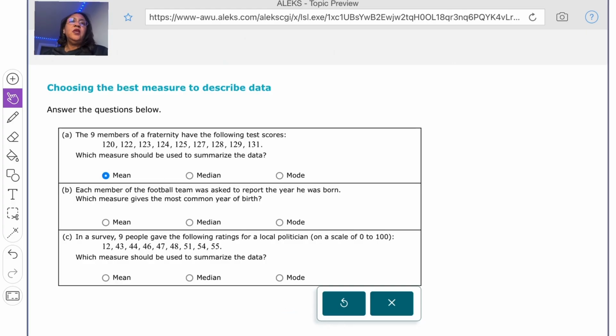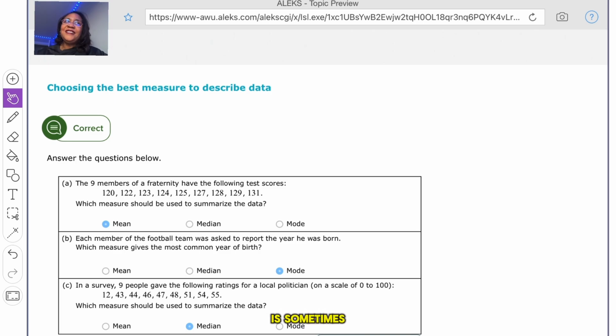Each member of the football team was asked to report the year he was born. Which measure gives the most common year of birth? That would be the mode. In a survey, 9 people gave the following ratings for a local politician on a scale of 0 to 100. Which measure should be used to summarize the data? That would be the median. And I better be right.